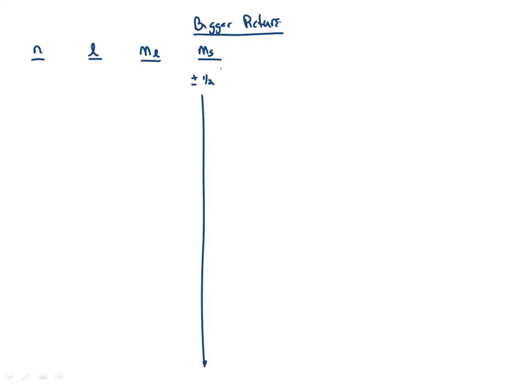And what this really means is that each orbital can hold 2 electrons, because I can have plus 1/2, minus 1/2.